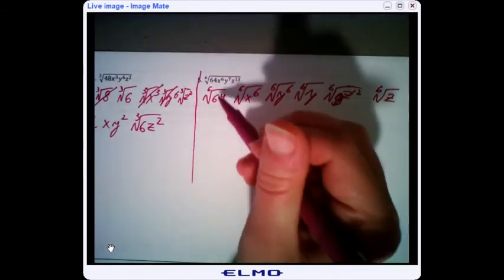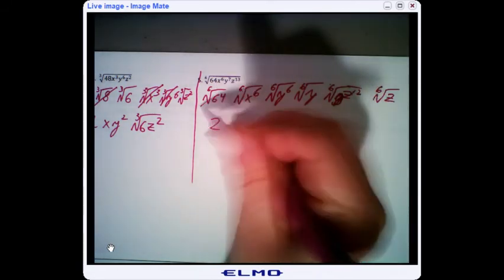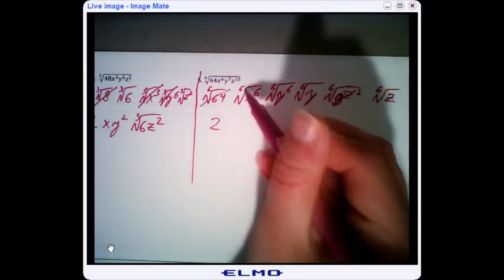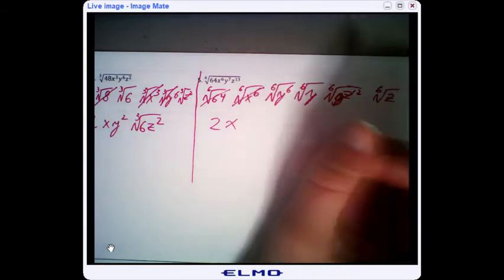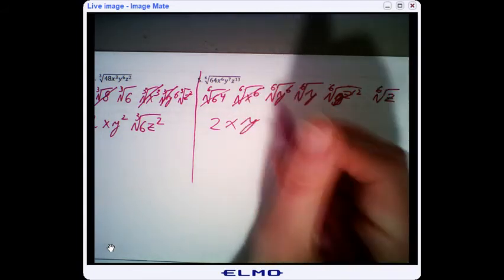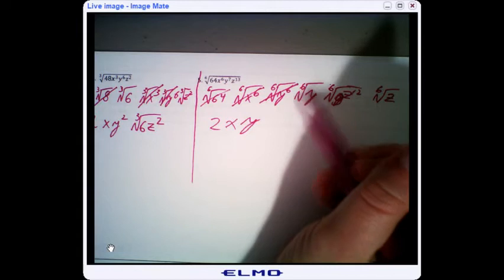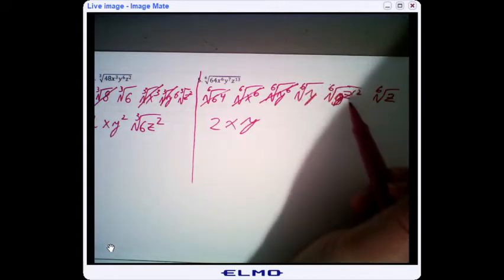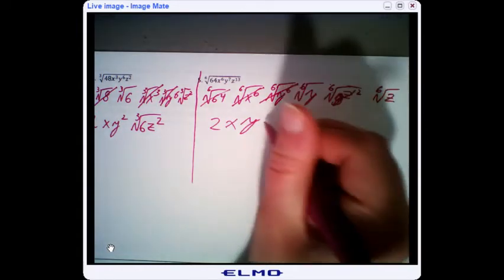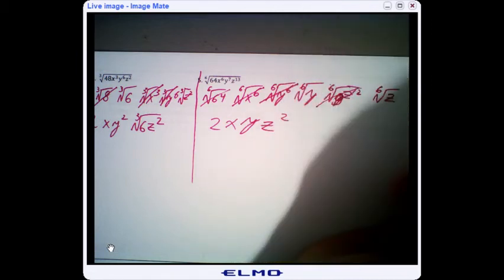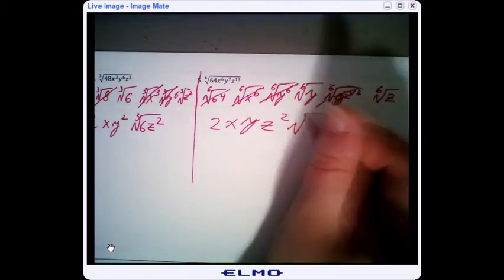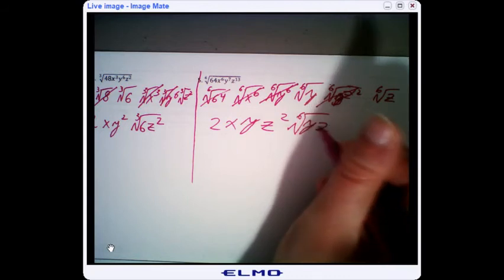So we said that the 6th root of 64 is 2. 6 divided by 6 is 1, so x to the first. 6 divided by 6 is 1, so y. I cannot do the 6th root of y. The 6th root of z to the 12th: 12 divided by 6 is 2, and I can't do the 6th root of just z. So we got 2 x y z squared times the 6th root of y z.